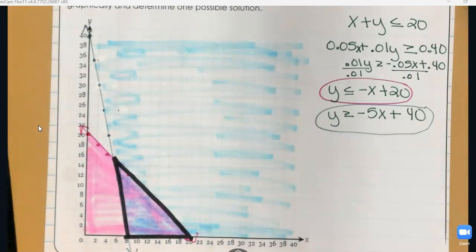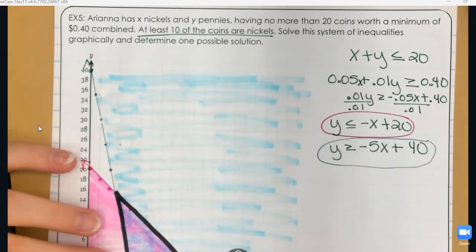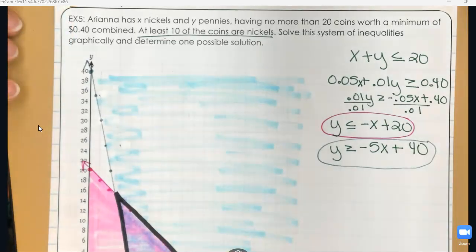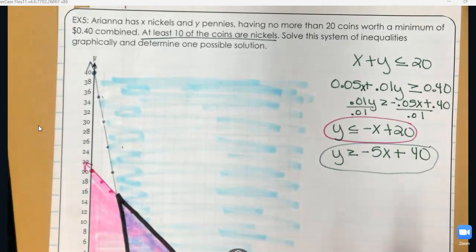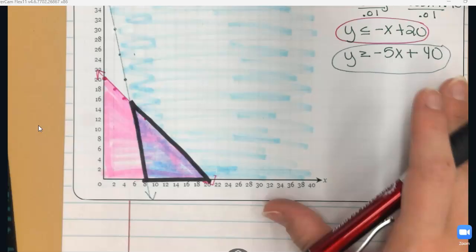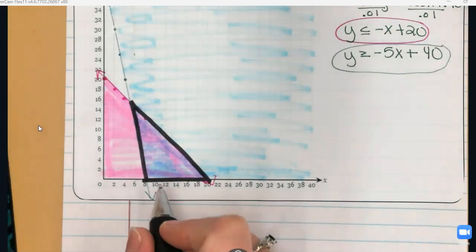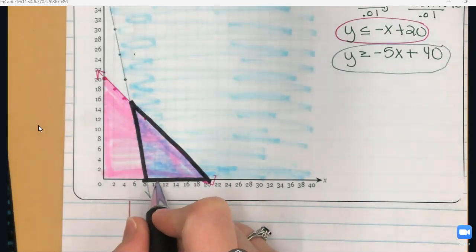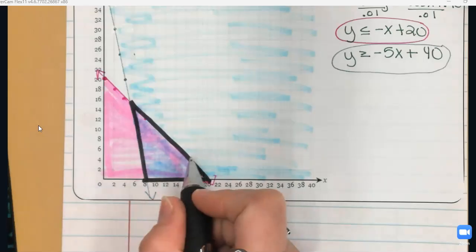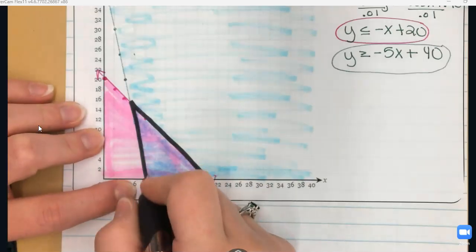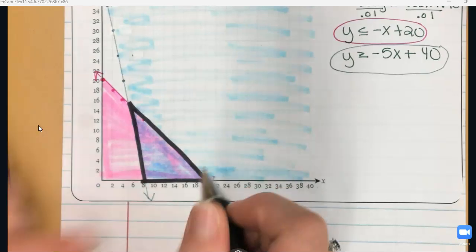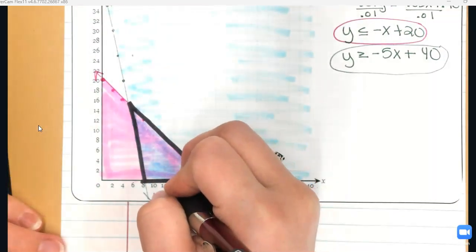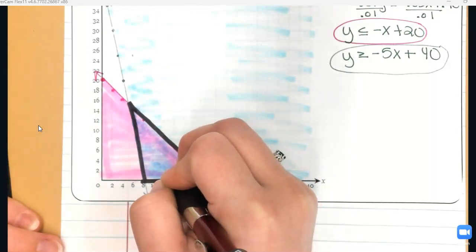Now, any solution to the system would be within that region, but we were given the restriction that at least 10 coins need to be nickels. Now, remember our x is the nickels, so I need to pick an x coordinate that is 10 or greater. So I can't do anything that's along here where it's 8. I have to go 10 or greater. So I'm just going to pick something here like 14, 2.